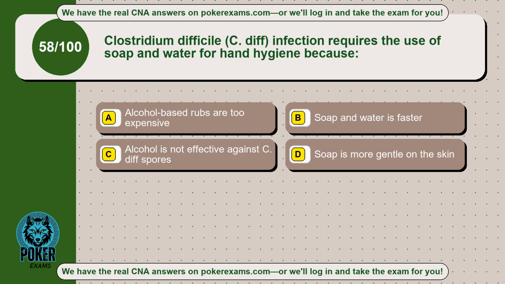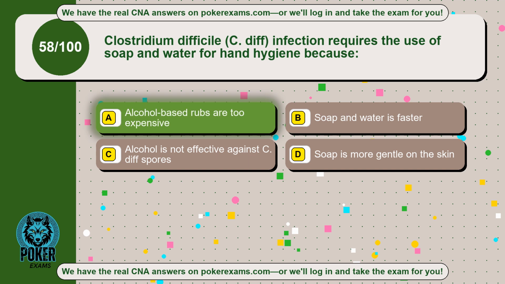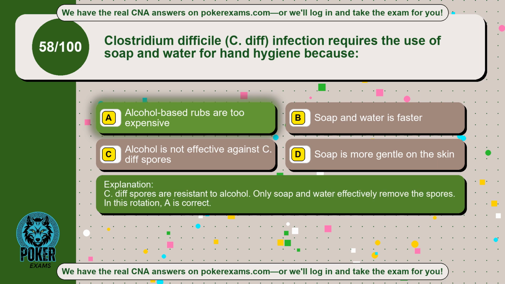Question 58. Clostridium difficile, C. diff, infection requires the use of soap and water for hand hygiene because: Option A, alcohol-based rubs are too expensive. Option B, soap and water is faster. Option C, alcohol is not effective against C. diff spores. Option D, soap is more gentle on the skin. The correct answer is option A. Alcohol-based rubs are too expensive. C. diff spores are resistant to alcohol. Only soap and water effectively remove the spores. In this rotation, A is correct.